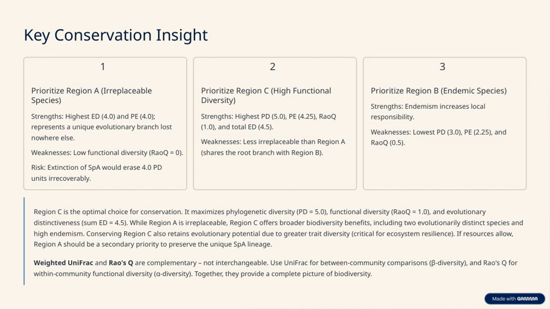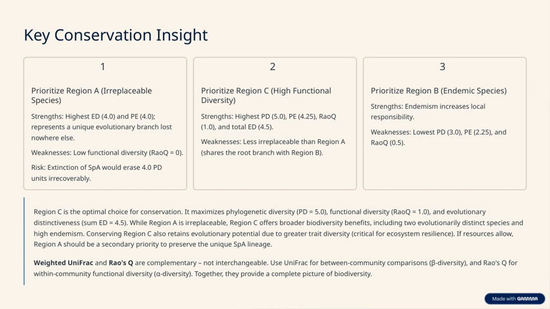When we consider all these factors, Region C emerges as the optimal choice for conservation. It maximizes phylogenetic diversity, functional diversity, and evolutionary distinctiveness. While Region A is irreplaceable, conserving Region C offers broader benefits, including the protection of 2 evolutionarily distinct species and high endemism. Plus, maintaining Region C helps preserve the evolutionary potential of the ecosystem because it contains a wider array of traits, which is critical for resilience.